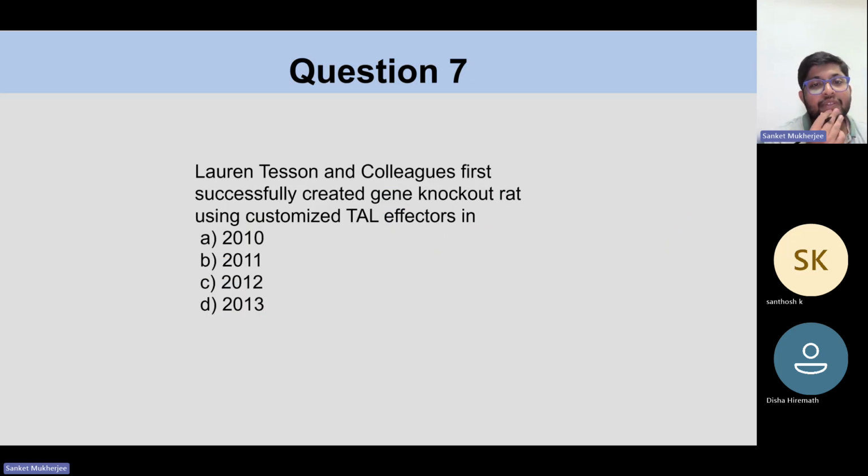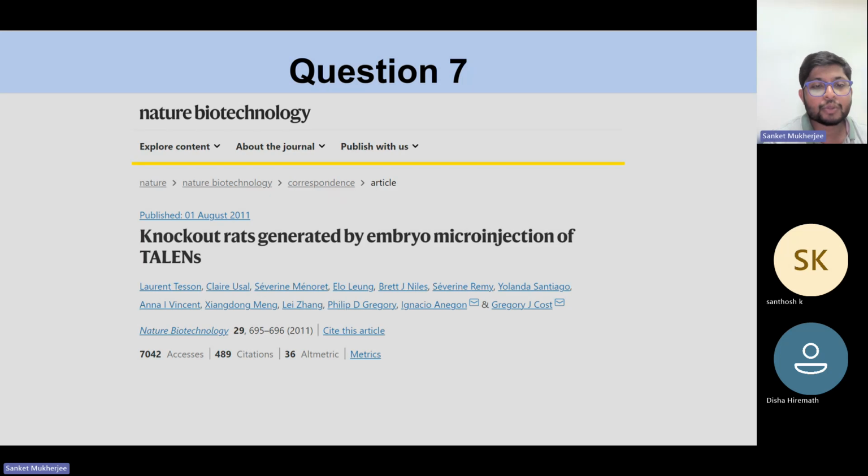Laurent Tesson and colleagues first successfully created a gene knockout rat using customized TAL effectors in which year? Any answers? So the year is 2011. This is the study in Nature Biotech.